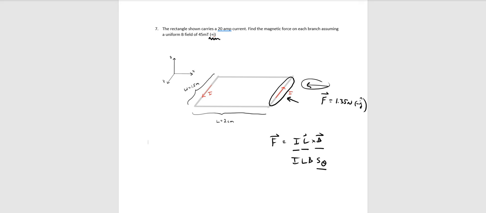Now don't forget to do a direction. So remember the magnetic force, IL cross B. Your fingers go parallel to this vector, so they go this way. Rotate till you can sweep towards the magnetic field, which is in the plus I direction. That will give you the magnetic force direction. This is what I got right there. So confirm when you work it out, and don't forget to do the other three branches.